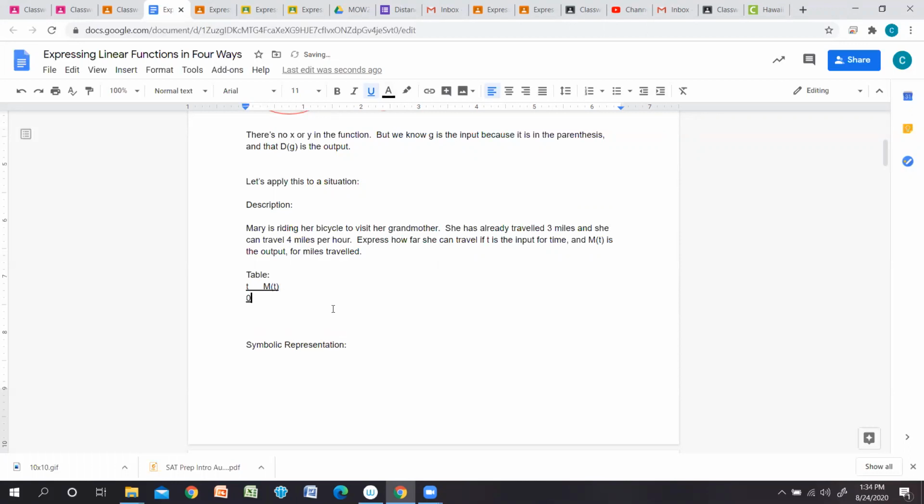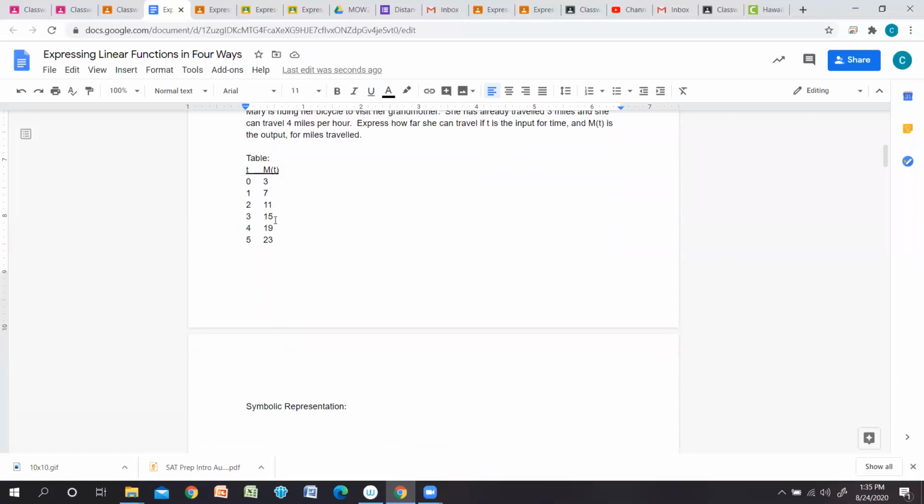So let's have some input values. We have 0, 1, 2, 3, 4, 5. That's probably good. And let's think this through. So first, after 0 hours, she's already traveled 3 miles, okay? And we think after 1 hour, she's traveled 4 more miles, so that's 7 miles. In another hour, it's still 4 more. 4 more again. Each hour, she travels another 4 miles, so we just add 4 to the previous value. So we start with 3, and we end with 23. And then we add 4 each time.